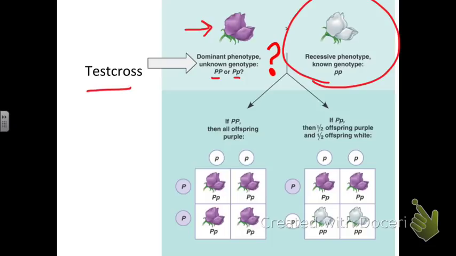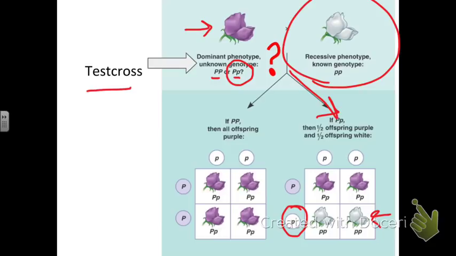After you do that cross, if this individual is, let's say, heterozygous, then you would see in half of the offspring, because the purple individual is carrying the recessive white flower color allele, that half of their offspring would have white flowers.